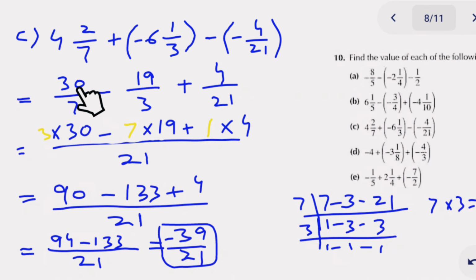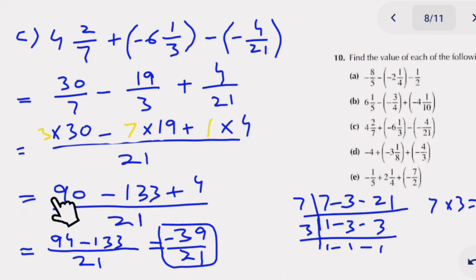This 3 is multiplied with the numerator, 3 into 30. Then for this negative sign, 21 is divided by 3 and the answer is 7. We write it over here, multiplied with the numerator 19. Then the next one is the plus sign. Again 21 is divided by 21, we get the answer 1, and this 1 is multiplied with the numerator 4, and after multiplication we get 90 minus 133 plus 4 over 21.